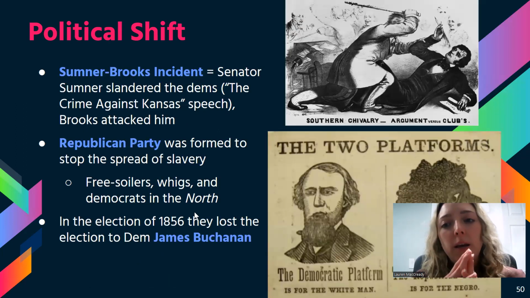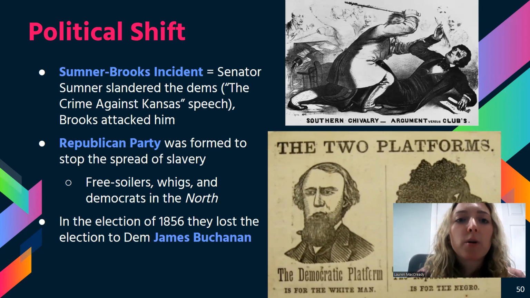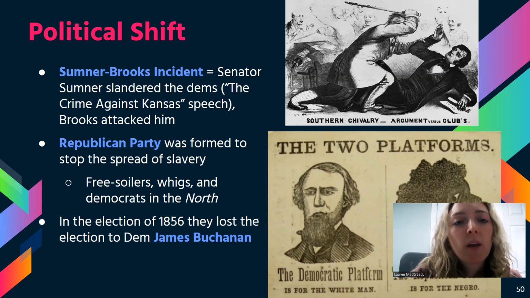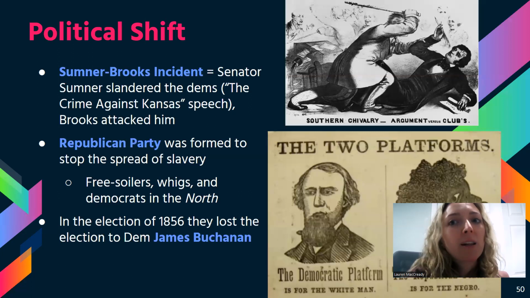Now, more extremists in politics, this time in Congress: the Sumner-Brooks incident. During a congressional meeting, Senator Sumner, who is a Northern Whig, and who is going to become a very big pro-North person in Reconstruction later, so you're going to recognize his name again, gives a very slanderous anti-South speech called The Crime Against Kansas. He's basically saying that what's happening in Kansas right now, Bleeding Kansas, is all the fault of the Southern Democrats, the slave owners. They're the reason this conflict is happening, because they just can't let go of their slaves.